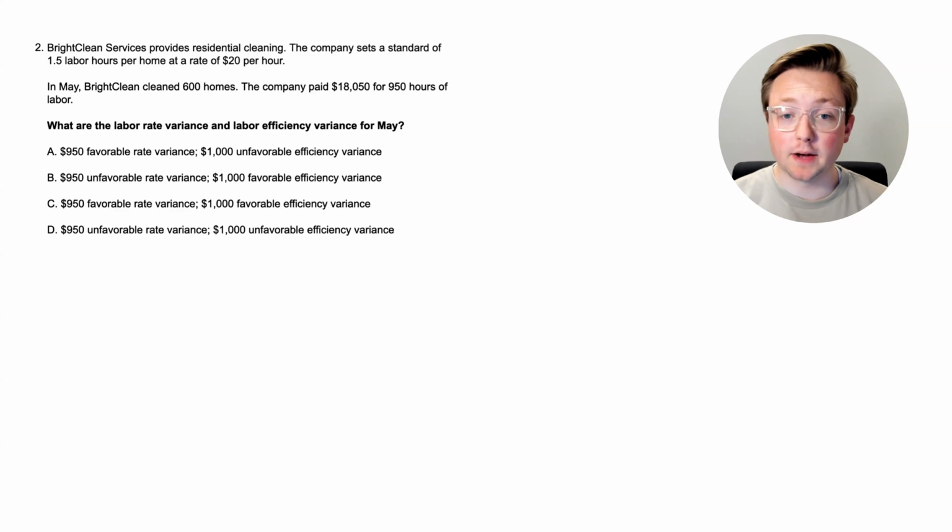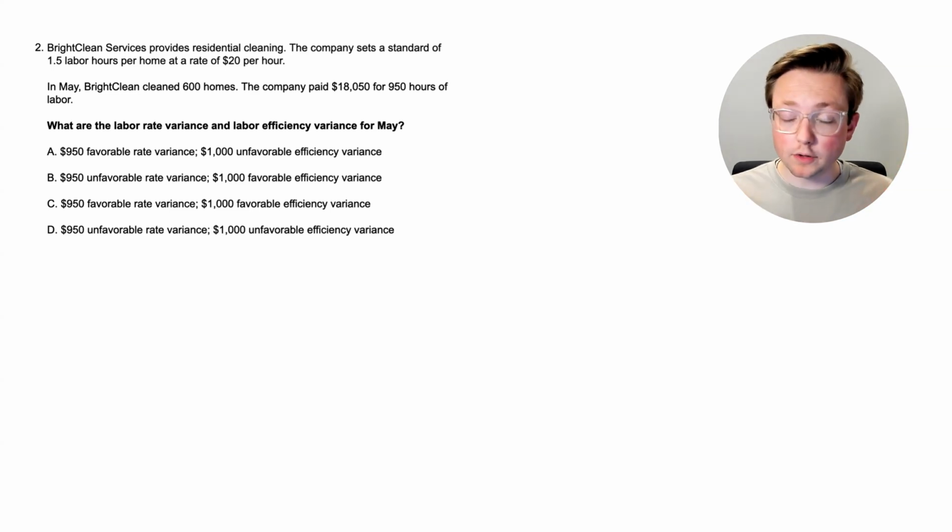Bright Clean Services provides residential cleaning. The company sets a standard of 1.5 labor hours per home at a rate of $20 per hour. In May, Bright Clean cleaned 600 homes. The company paid $18,050 for 950 hours of labor. So again, what is the labor rate variance and the labor efficiency variance for May?